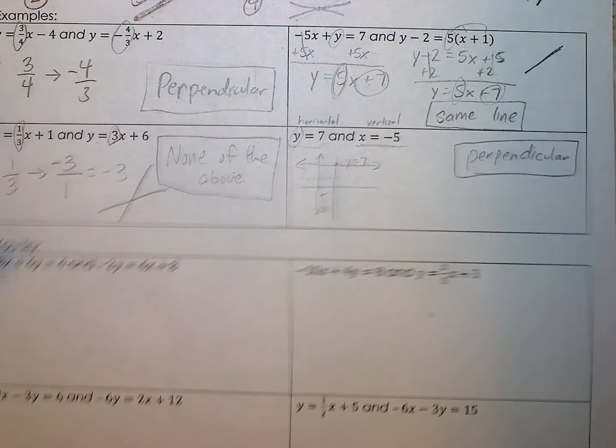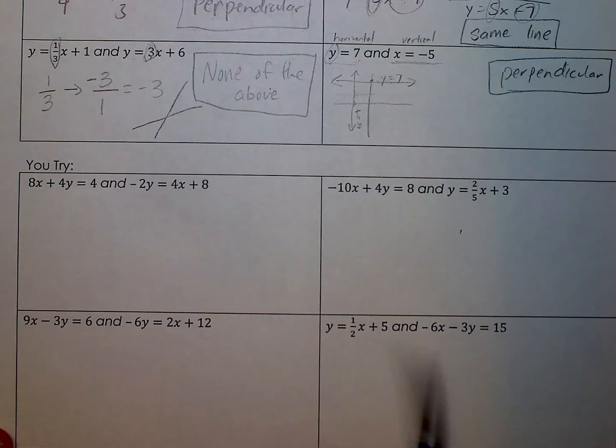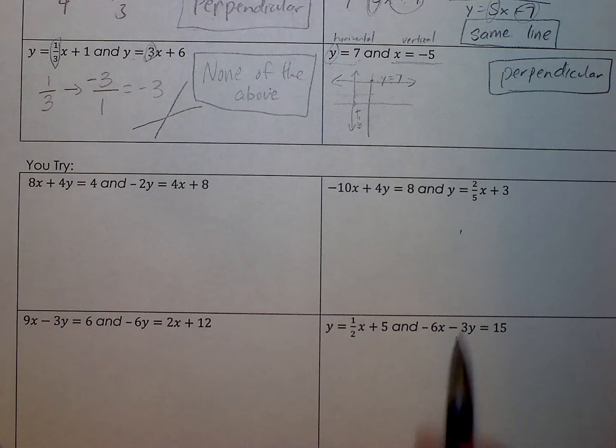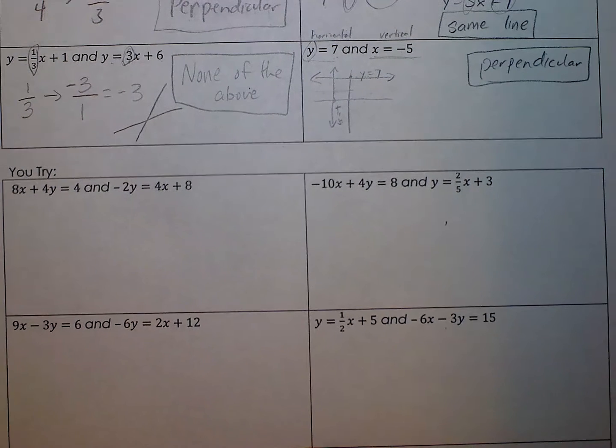Okay? So it's your turn to try. Please notice that a lot of these are not in slope-intercept form. Some of them are, this one's not. This one is, this one's not. So just make sure that you rearrange any that aren't in slope-intercept form so that you can really see the slope and the y-intercept.